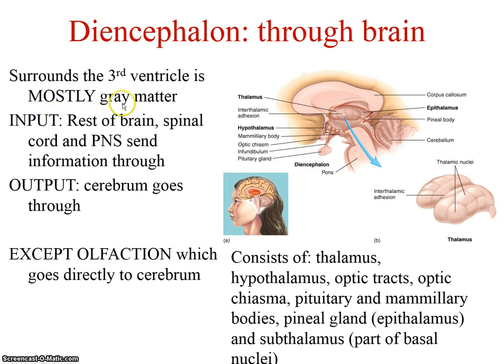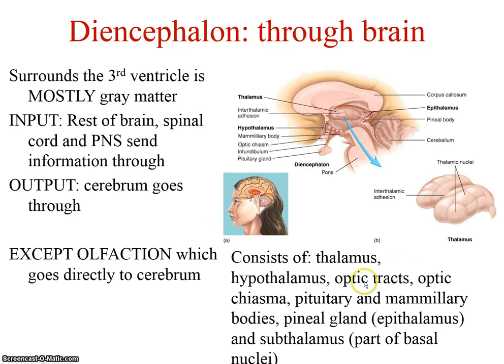Most of the diencephalon is gray matter, so lots and lots of cell bodies. The information it gets is from the rest of the brain, the spinal cord, and the peripheral nervous system, which send information through the diencephalon. It then sends information on to the cerebrum and kind of directs it. So we consider this a relay area as well. The exception to the sensory is olfaction, which does go directly to the cerebrum. It does not pass through the diencephalon.